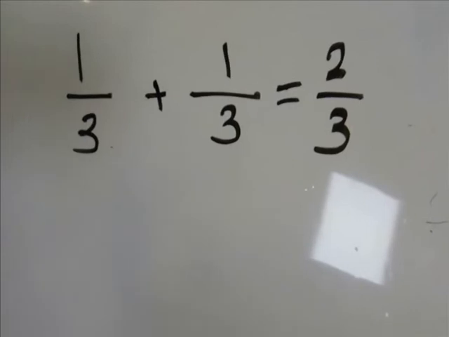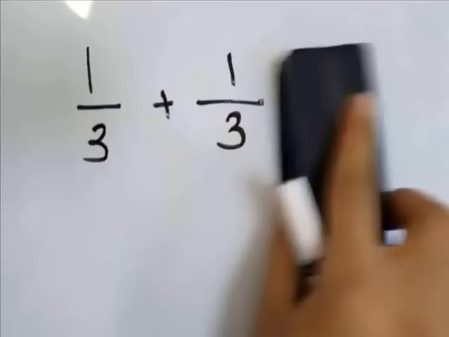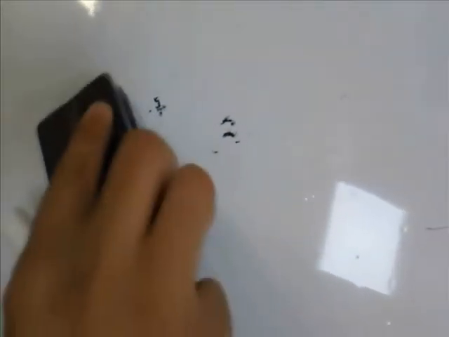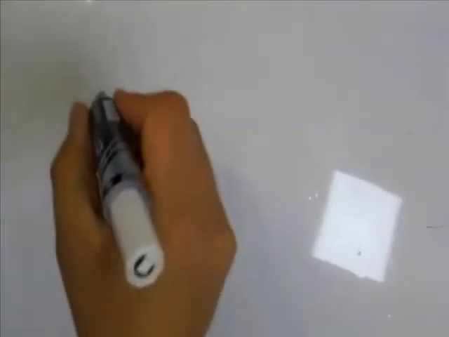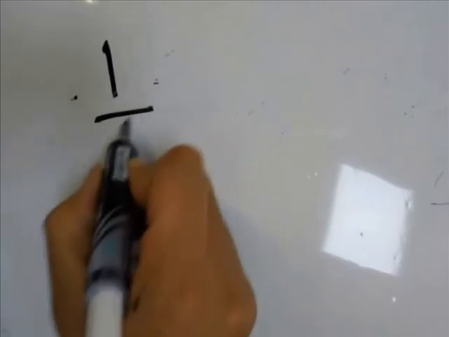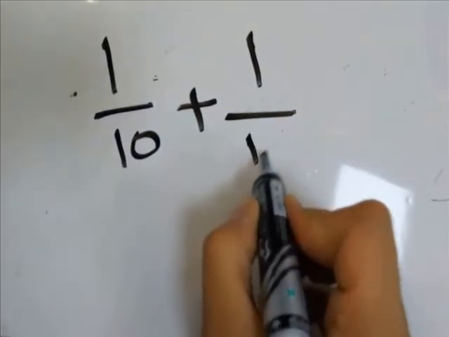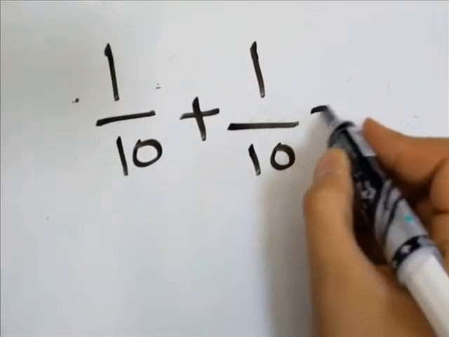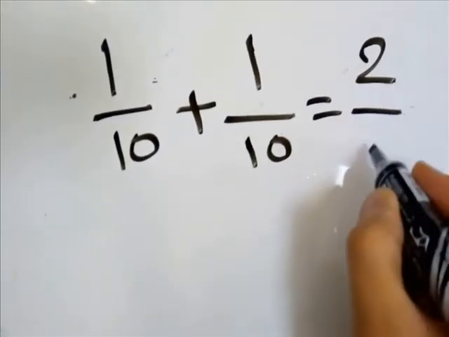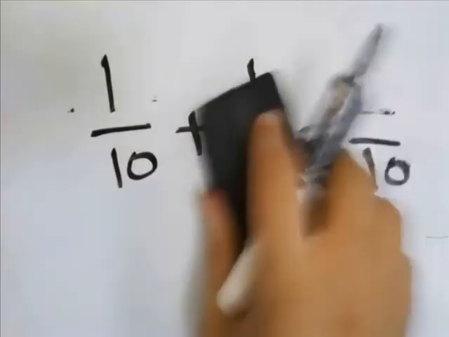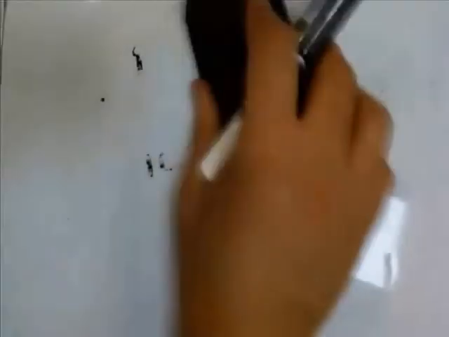Okay, now if I have this kind of question, 1 over 10 plus 1 over 10, it equals 2 over 10. Perfect. Right now, let's move to another one.